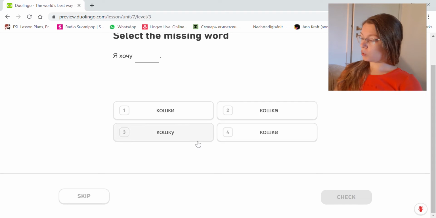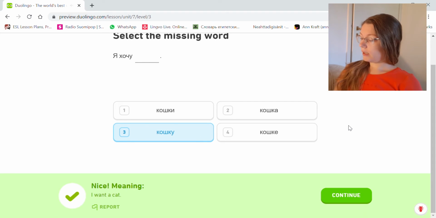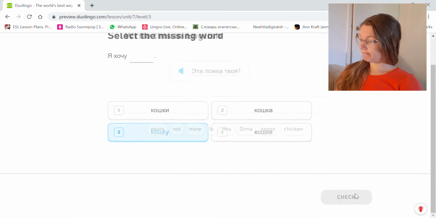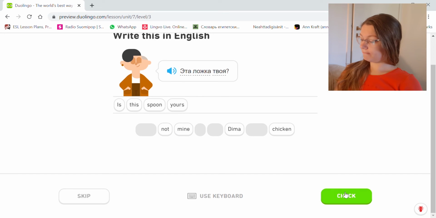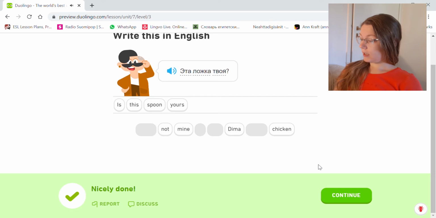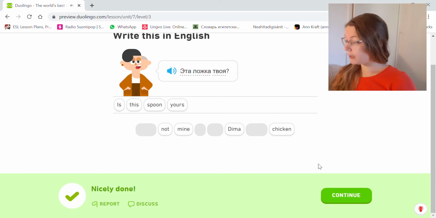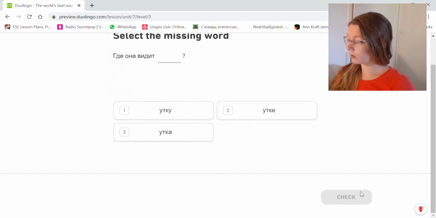Я хочу кошку. Я хочу кого, что, кошку. Accusative. Эта ложка твоя? Is this spoon yours? I don't know where the accusative is here because there is no noun in the accusative. Ложка is in the nominative as well as это and твоя, so I don't know.